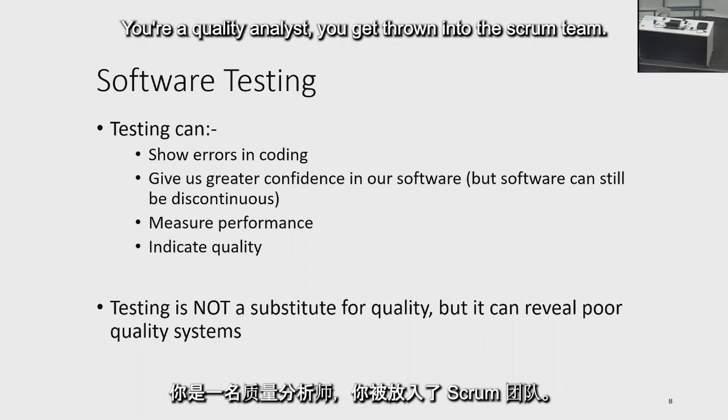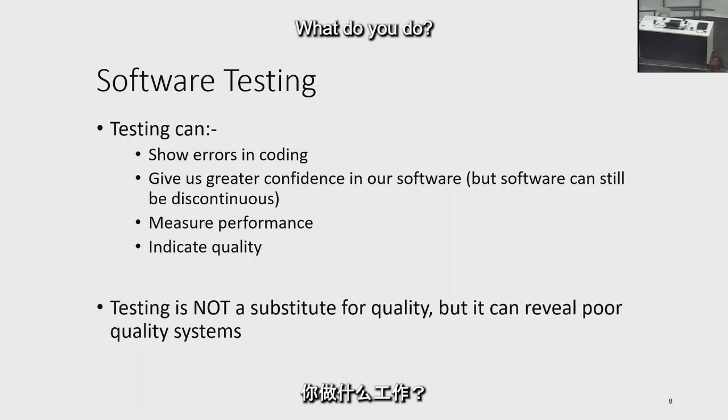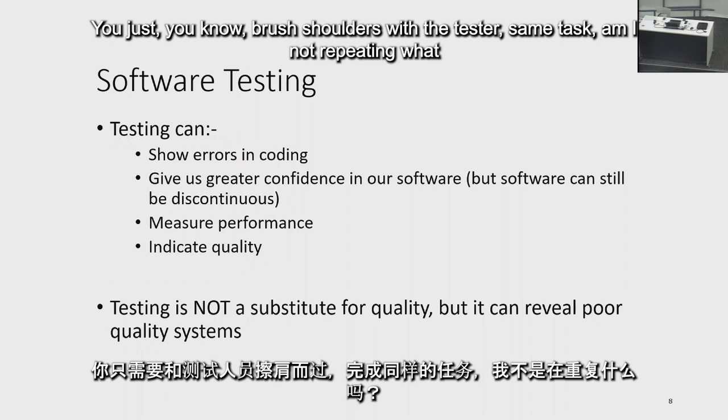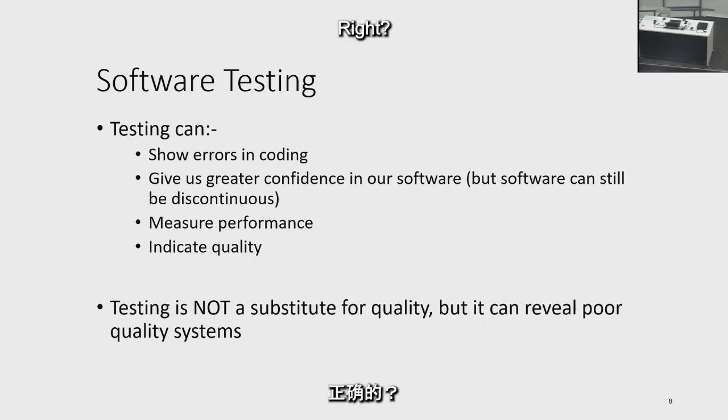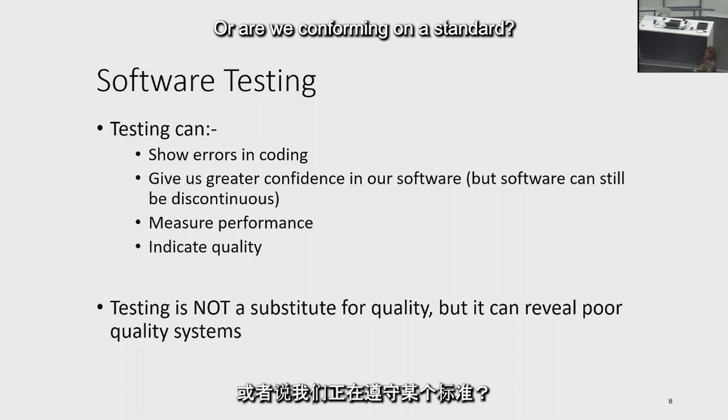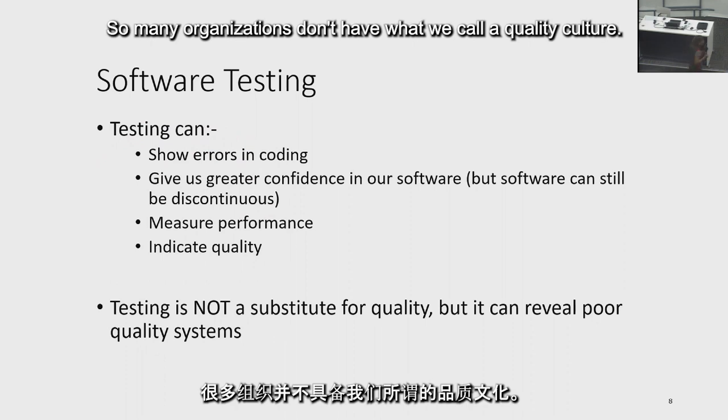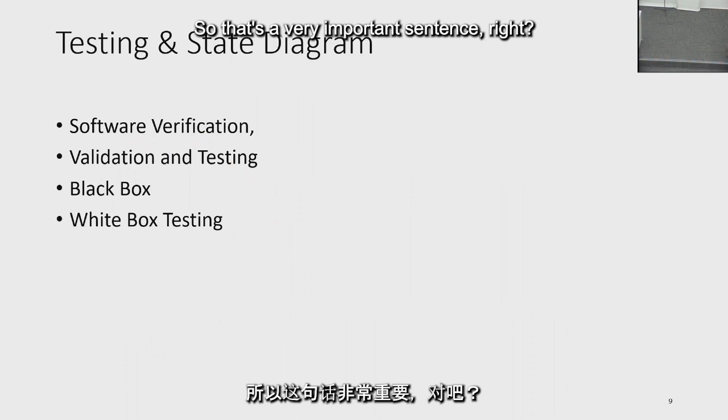You're a quality analyst, you get thrown into the Scrum team, and what do you do? You just brush shoulders with the tester. Same task. Am I not repeating what you're doing, right? Or are we conforming to a standard? So many organizations don't have what we call a quality culture. So that's a very important sentence, right?